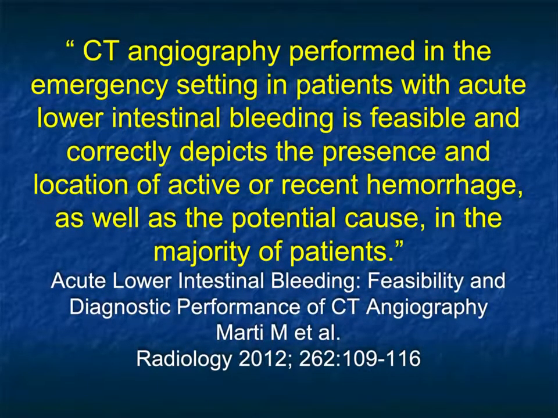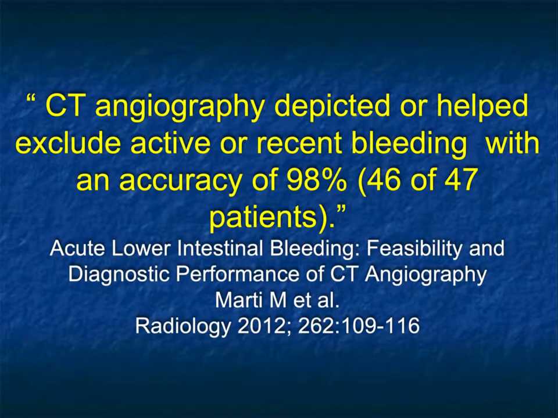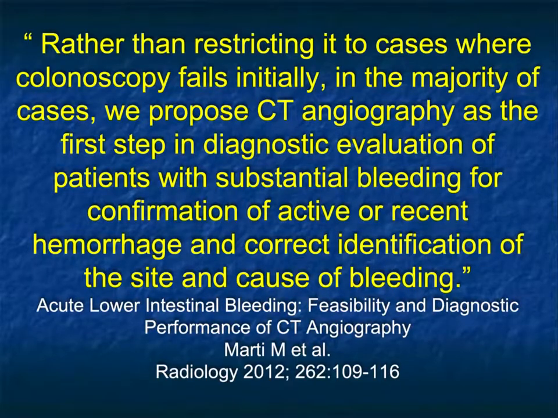Okay, very, very important. In this article by Marty, it goes back a while, talking about how good CTA is in lower GI bleeding. And again, localizing the presence of bleed, where it is, and what is the cause. And again, when you want to argue with someone over nuke studies, they can be positive. They take longer. They're not as accurate, but surely don't show you the location of the primary bleed or the specific cause. In this article by Marty, CTA depicted or helped exclude active or recent bleed in 46 of 47 cases, or 98%. Pretty impressive indeed.